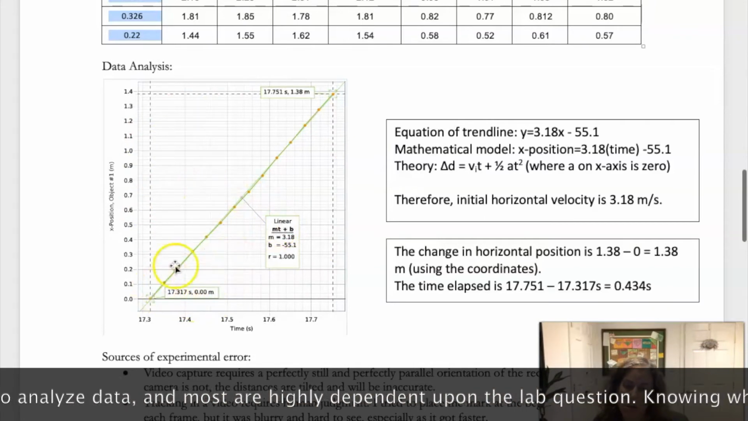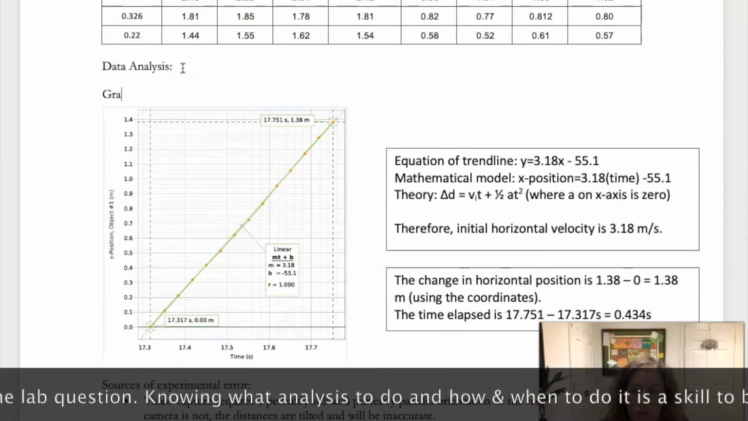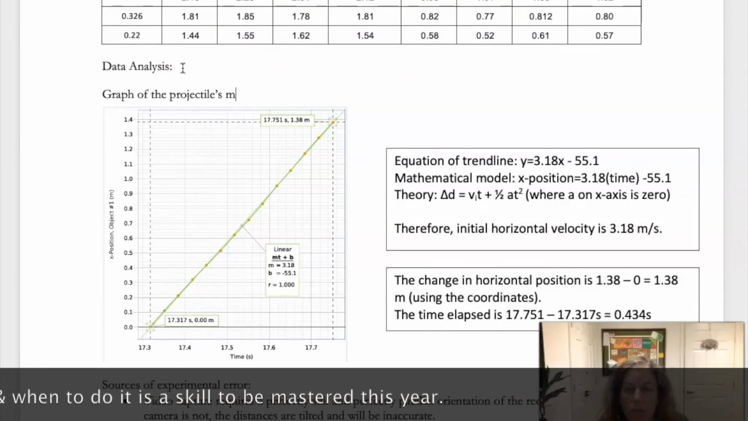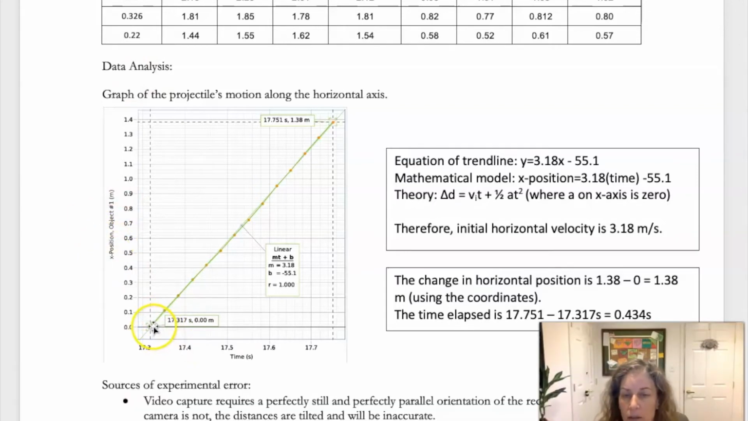I think this is the graph made from the tracking, and probably it would be a good idea to have a label. So this is the graph of the projectile's motion along the horizontal axis, right? Because I only graphed the x position. So that means that at 0 meters, this is when I started tracking at 17.317 seconds in the video. And here's where I stopped tracking at 17.751 seconds. And it went 1.38 meters on the horizontal. It's on the horizontal because I graphed x position.